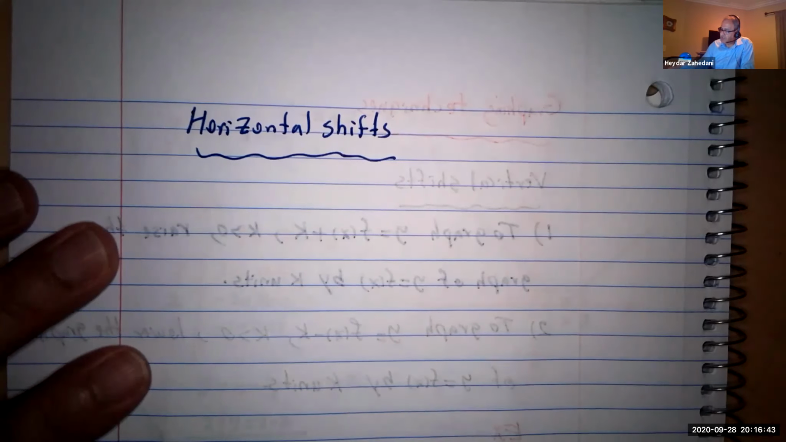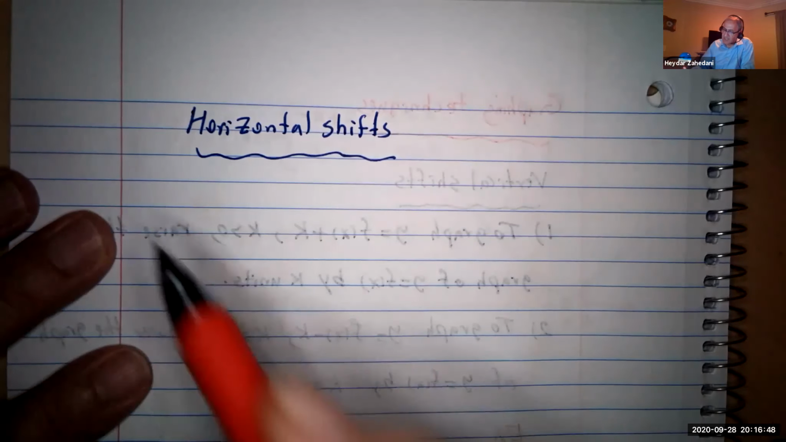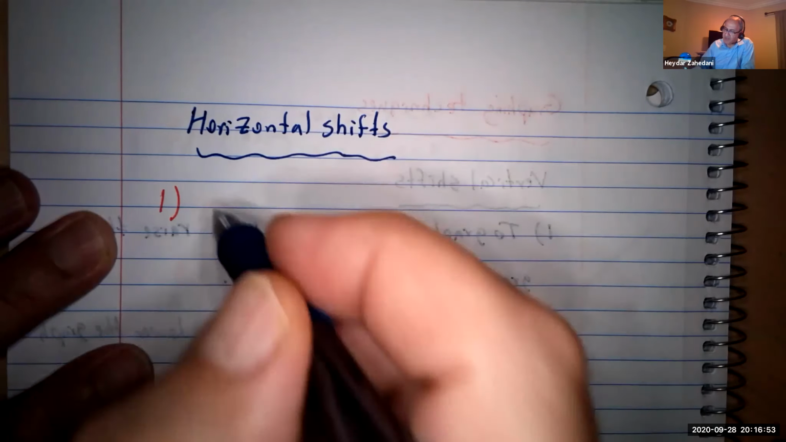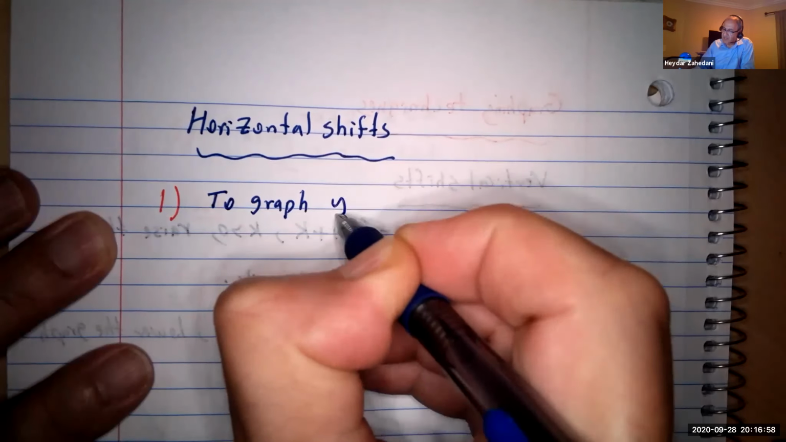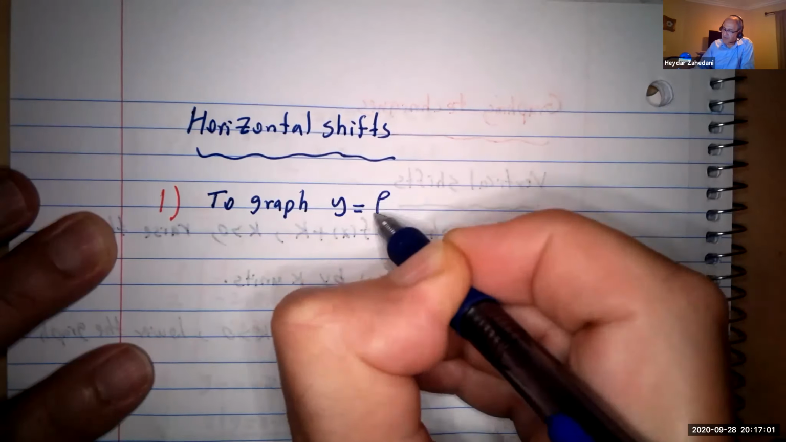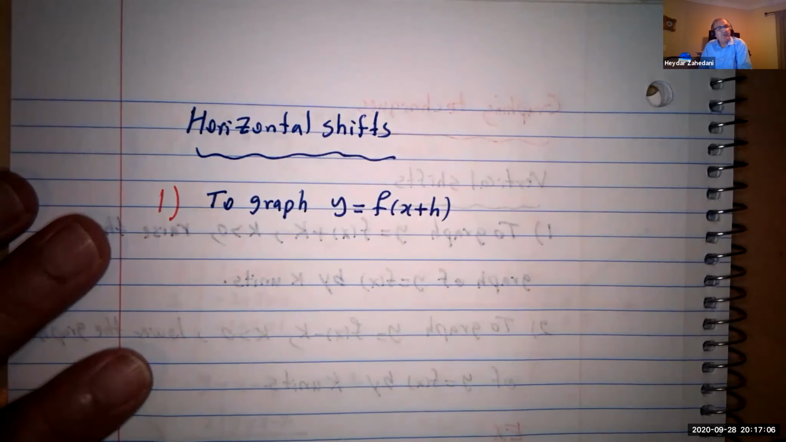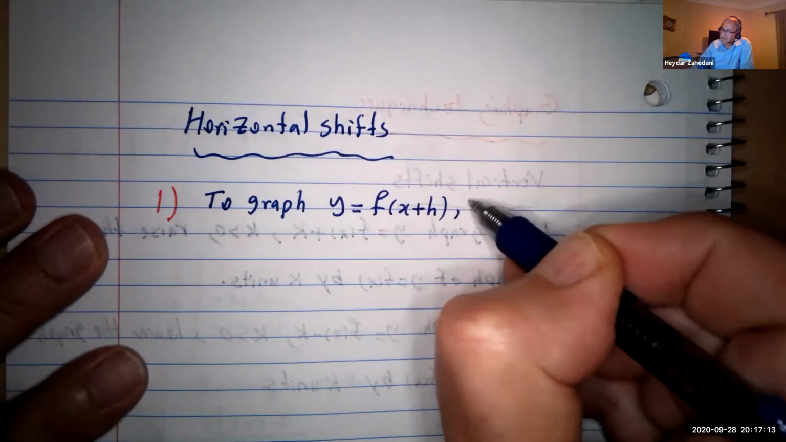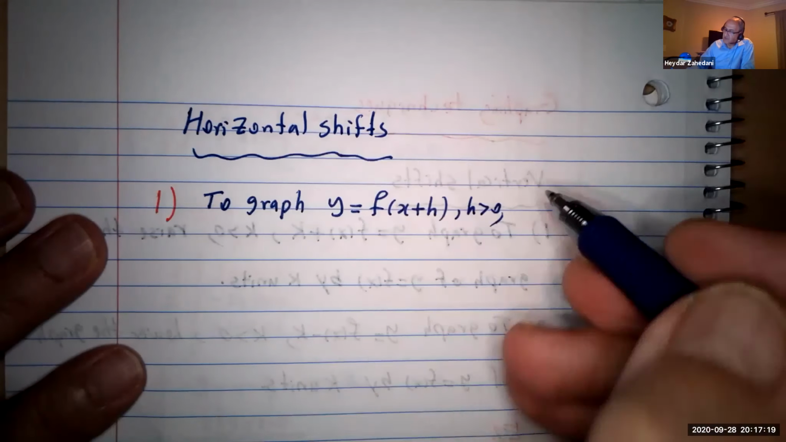So horizontal shifting, again, two cases. Case one: to graph y equal to f of x plus something, we call it h. You see y equal to x squared, you would like to have y equal to (x plus 1) squared. That's going to be the one. For h positive, that's tricky. So we have to move the graph to the right, to the left. So we're going to shift.